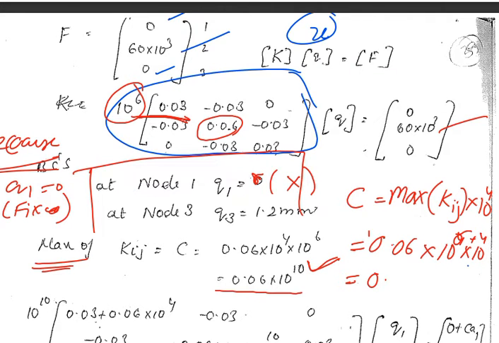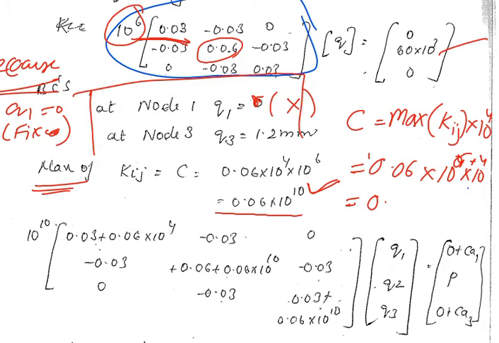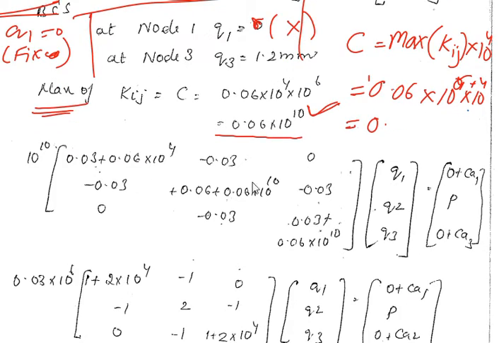So after finding the value of C, this C value will be added at the fixed supports. Where are the fixed supports? It will be added in the global stiffness matrix, as well as it will be added with the forces, where the nodes are fixed.